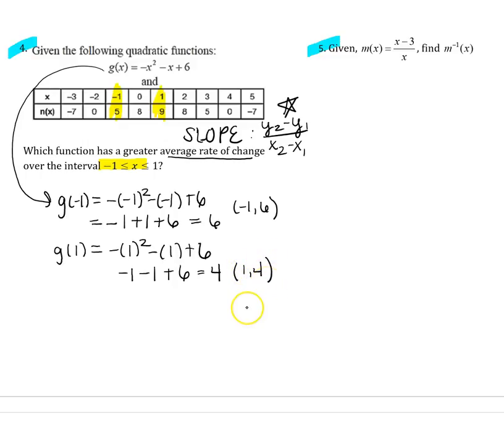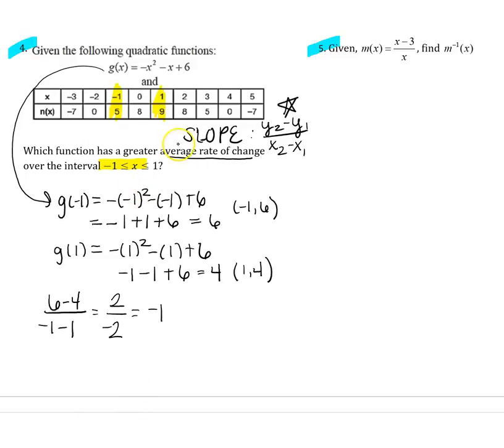So if I do slope with these points, I'll do 6 minus 4, so change in y, over negative 1 minus 1, change in x. And I'm doing it in the same corresponding order. 6 corresponds with negative 1, 4 corresponds with 1. So I get 2 over negative 2, which simplifies to negative 1. So that's our average rate of change of g of x.